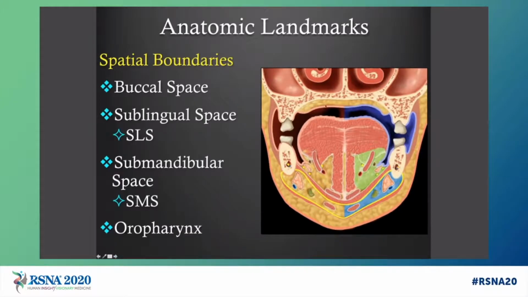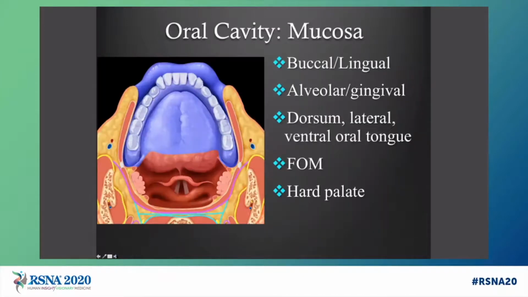So the spaces surrounding the oral cavity include the buccal space that's invested on its medial surface by the buccal mucosa, the inferiorly located sublingual space, the posteriorly and inferiorly located submandibular space, and posteriorly the oropharynx. So the oral cavity is covered with mucosa, which is composed of stratified squamous epithelium, and it includes the buccal and lingual mucosa, the mucosa covering the alveolar gingiva, the mucosa covering the dorsum, lateral and ventral aspects of the oral tongue, the floor of mouth, and the hard palate.